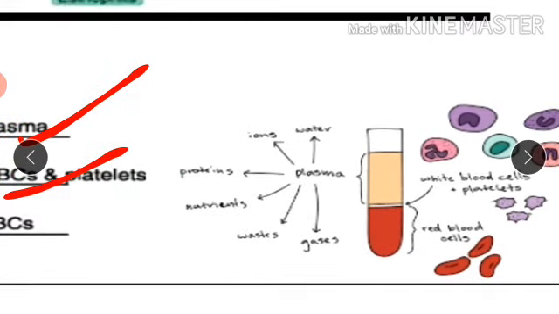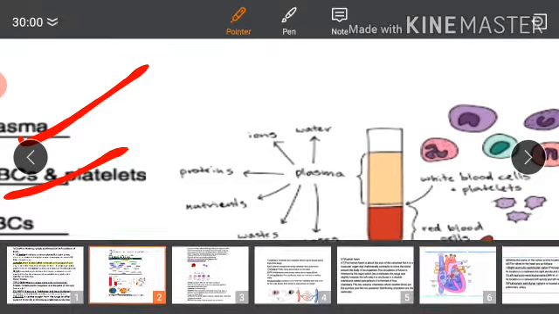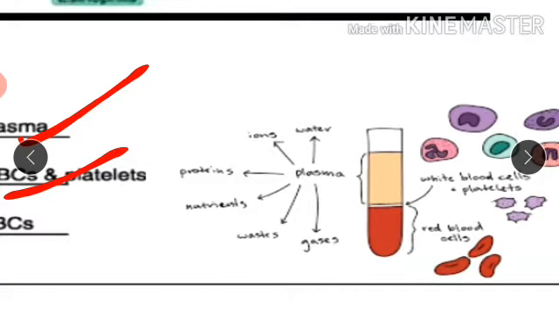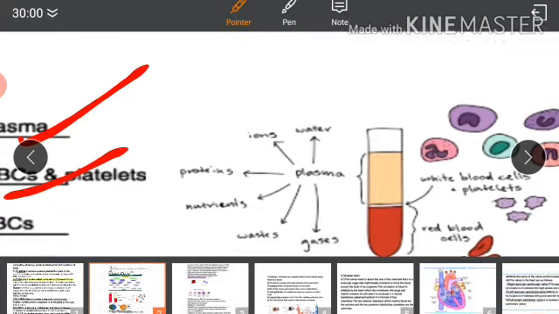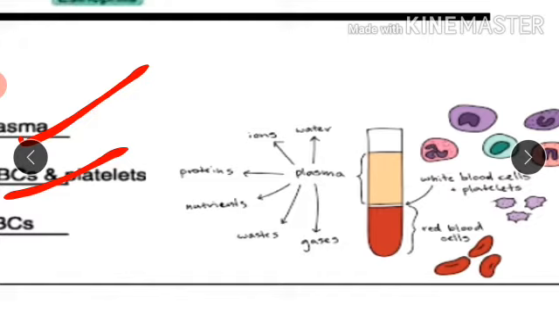Now, the plasma consists of water, ions, proteins, nutrients, wastes and gases, whereas the blood cells consist of red blood cells, blood platelets and white blood cells.